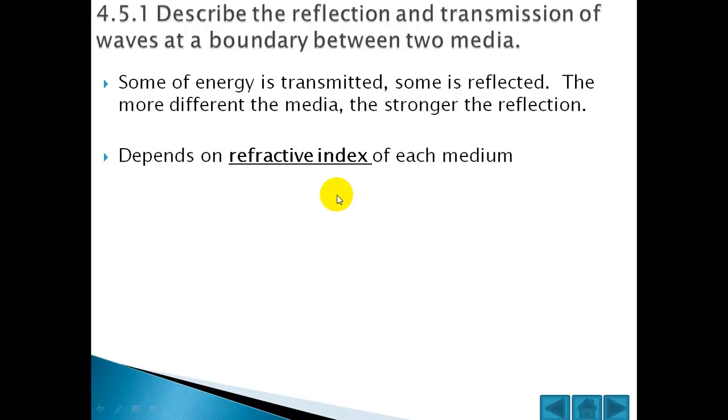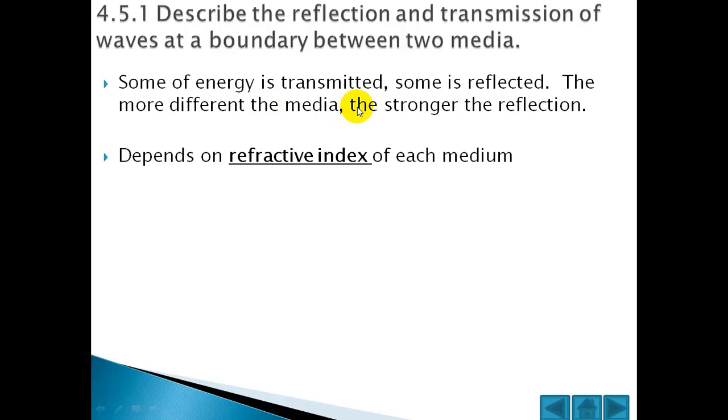The syllabus says that we describe the reflection and transmission of waves at a boundary between 2 media. So when a wave reaches a boundary, 2 things will happen. Some of the wave will be transmitted, some will be reflected. Transmitted means it goes through the boundary to the second medium. Some is reflected and stays inside the first medium.